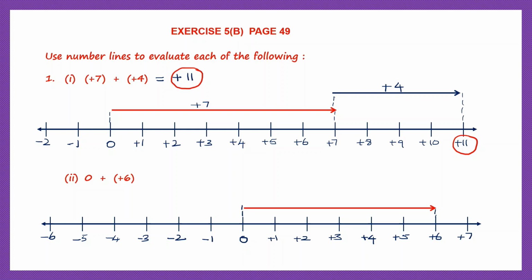So what have we done? We have added 6 and we have reached this answer, which is also plus 6. So let's write this as our answer here. 0 plus 6 is plus 6. So here also we have done the addition using the number line.